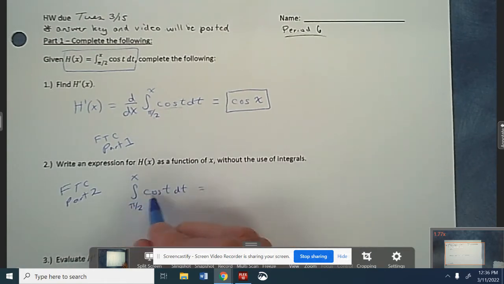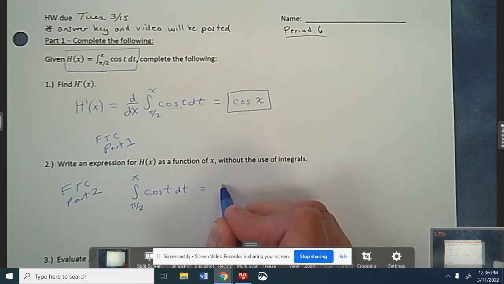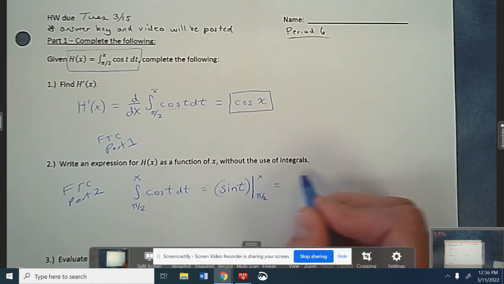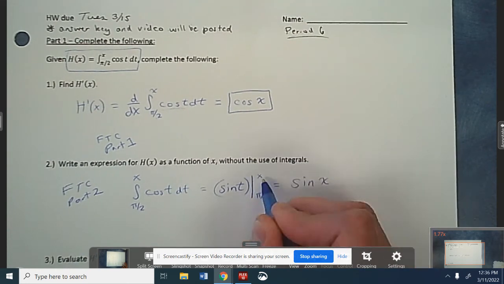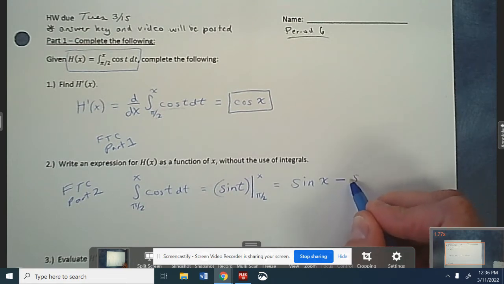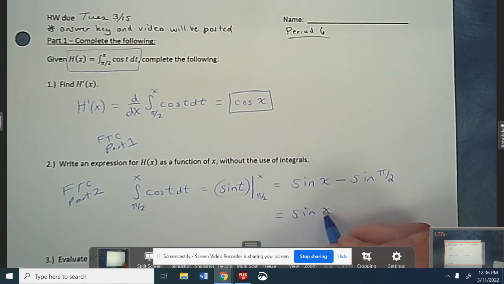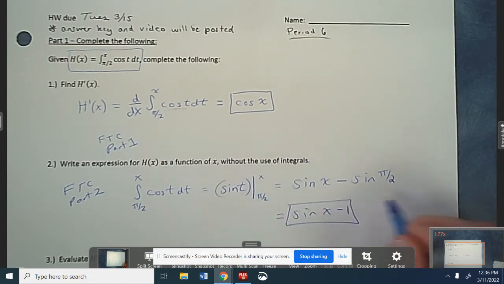then what we want to do is find the antiderivative. The antiderivative of cosine is sine, and we want to evaluate that from pi over 2 to x. So we're going to plug in the upper limit of integration first, and then the lower limit of integration. And the sine of pi over 2 is 1. So here's our final answer, and the sine of pi over 2 is 1 because if we sketch pi over 2, the y-coordinate is sine.